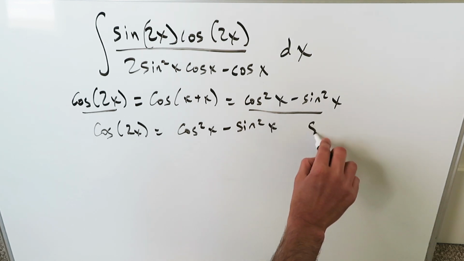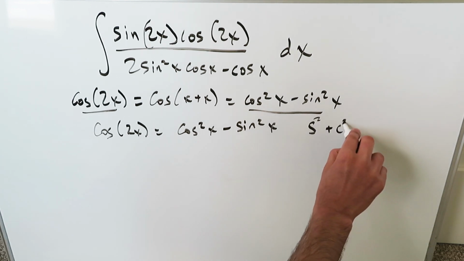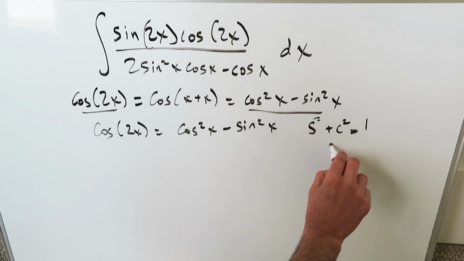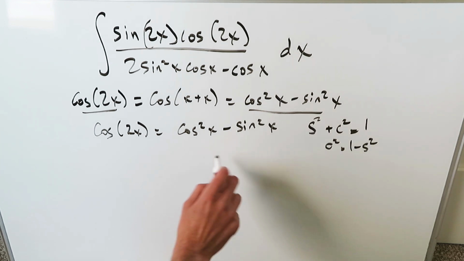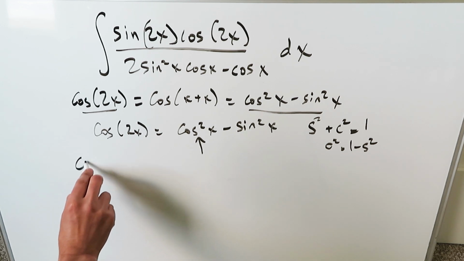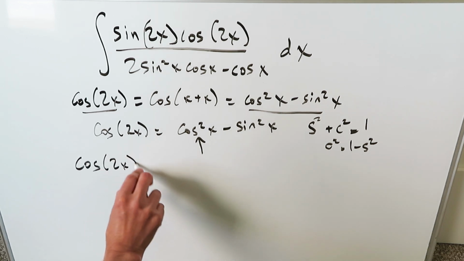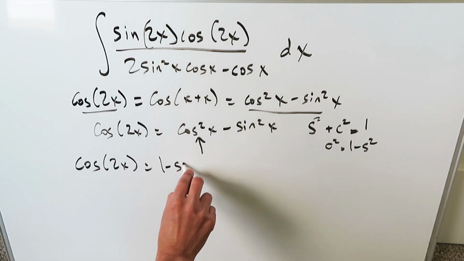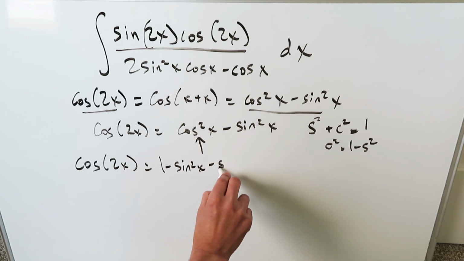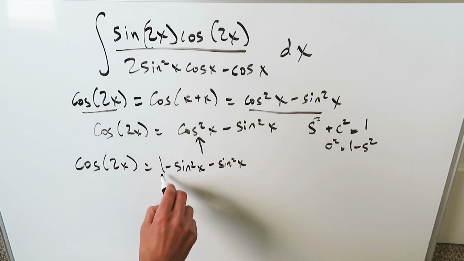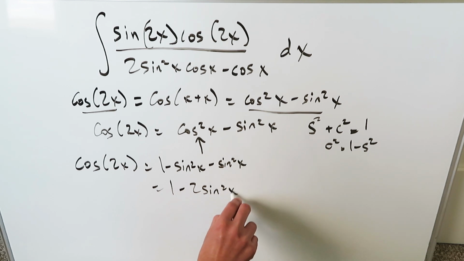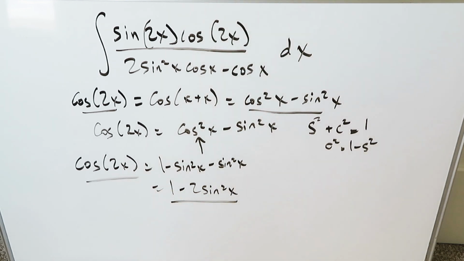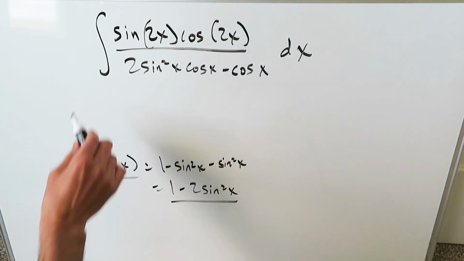Think of this identity: sine square x plus cosine square x is equal to 1. Solve for cosine square x: it is equal to 1 minus sine square x. And you will substitute that right here. I have cosine 2x is equal to 1 minus sine square x minus sine square x. When you compute this, you have 1 minus 2 sine square x. And you can substitute it, and we will. When you substitute it, look what happens.